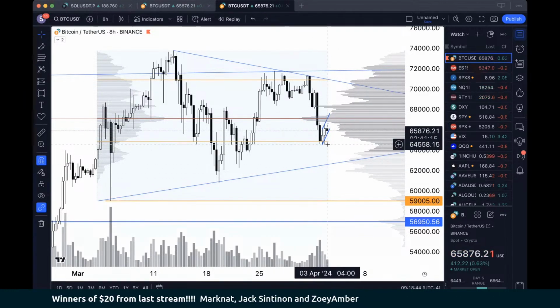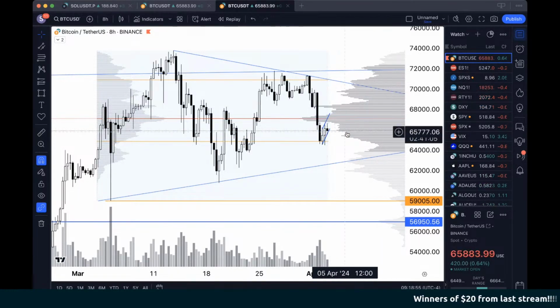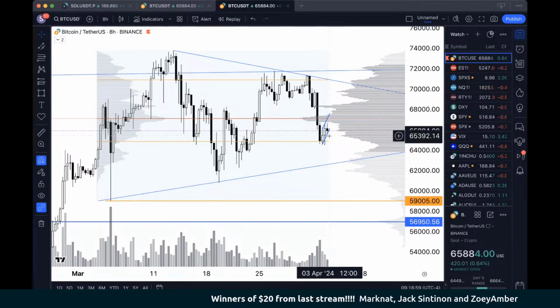Now, if you were to get in at 64.5, then it's just an easy invalidation. If it keeps going down, you flip short. But from here, from 65.8, there's just not a whole lot of reason for me to jump in.